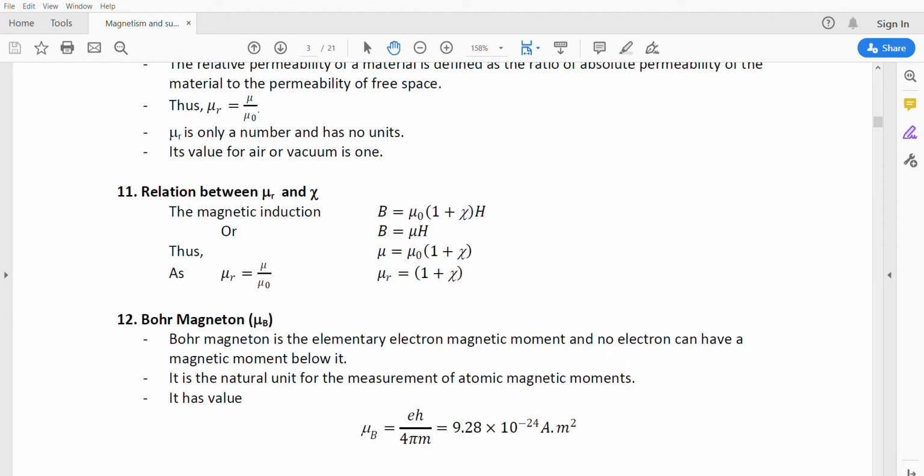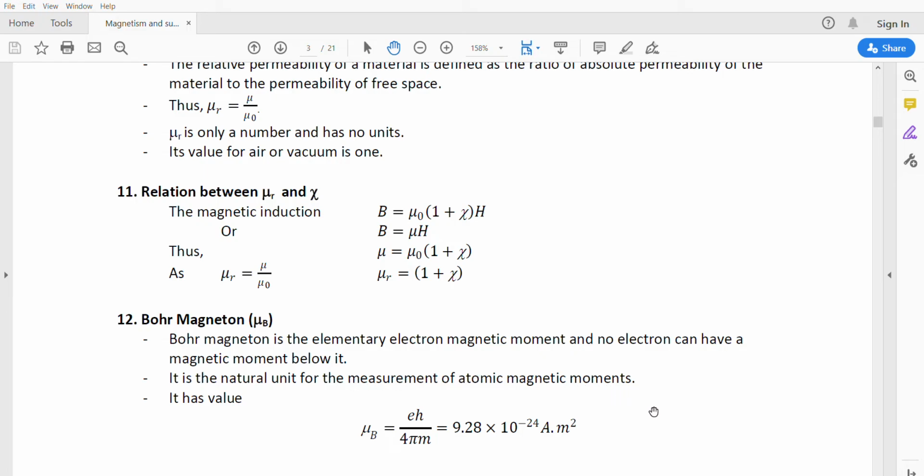If you want to measure the magnetic moment of any particular material, we can measure it in multiples of the Bohr magneton, because this is the basic or fundamental value of the magnetic moment. Multiples of this magnetic moment give us the particular magnetic moment of the materials. No material has a magnetic moment below it. It is the natural unit for the measurement of atomic magnetic moments.